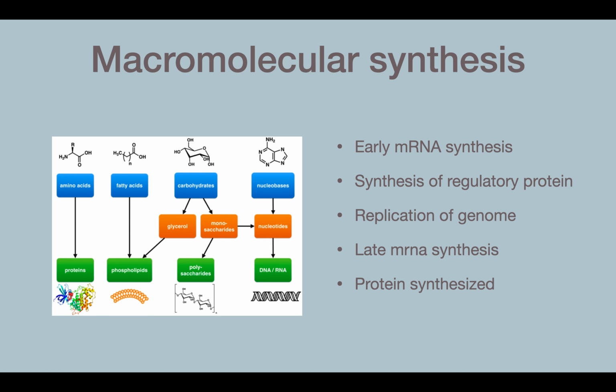Okay, so macromolecular synthesis is one of the main goals of the virus. It needs mRNA, and it's going to make its regulatory proteins along with other proteins it needs to be a virion. There can be either early or late mRNA synthesis, and then the protein is going to be synthesized. So they make the amino acids, the fatty acids, which are a huge part of your phospholipid membrane, carbohydrates, glycerol, or monosaccharides, and nucleobases in order to replicate.